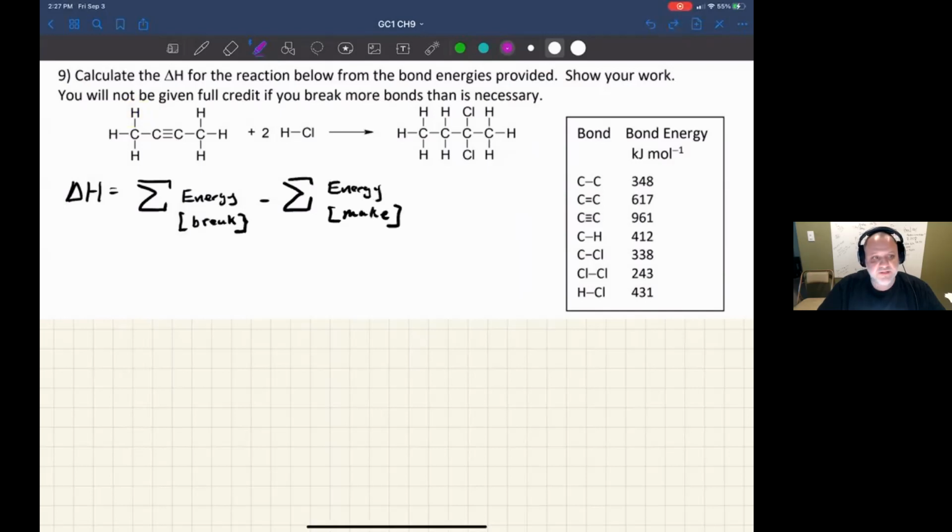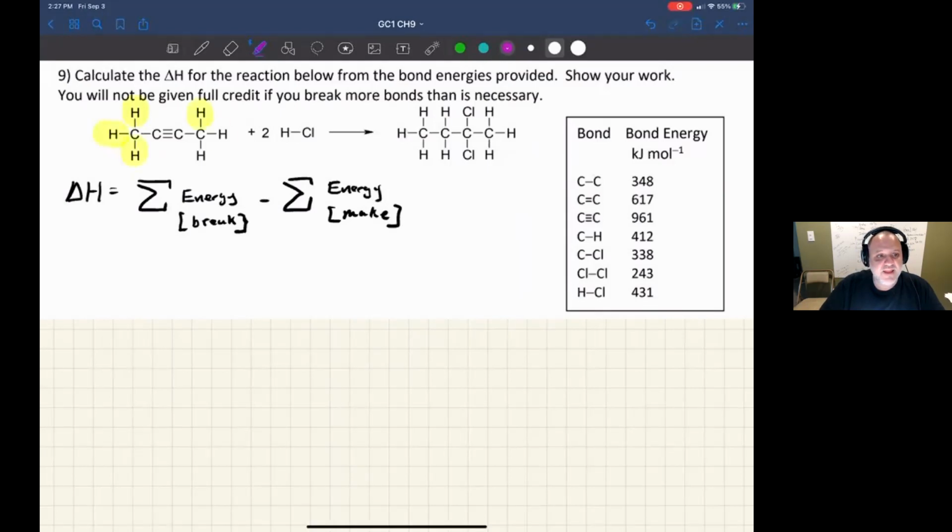So it takes energy to break apart the bonds. You get energy in making them all again. And so the difference between those two is the delta H of the reaction. Okay, and so let's just figure out all the different types of bonds we have.